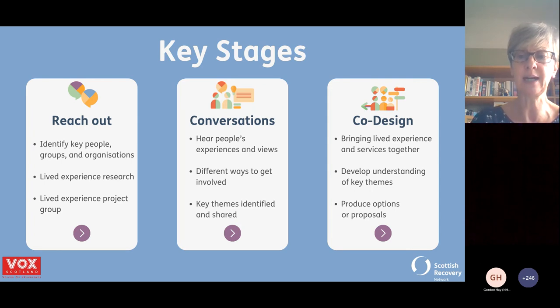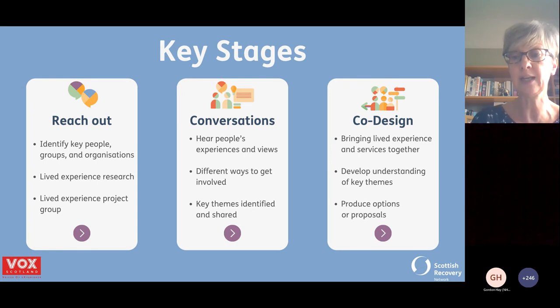But we're also looking at having one-to-one opportunities for people to have one-to-one conversations, because our experience elsewhere is that sometimes people lack trust in engagement or trust in services, and this is a really good way in to get people to maybe feel more comfortable taking part in group discussions. We're also looking at using creative opportunities, particularly photo voice, and we're getting trained up in that, and we'll be training our Lived Experience Project group, so that people can have different ways to feed in and ways that maybe feel more comfortable and in control for them.